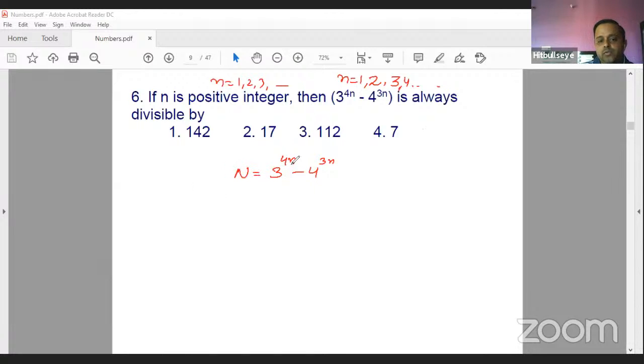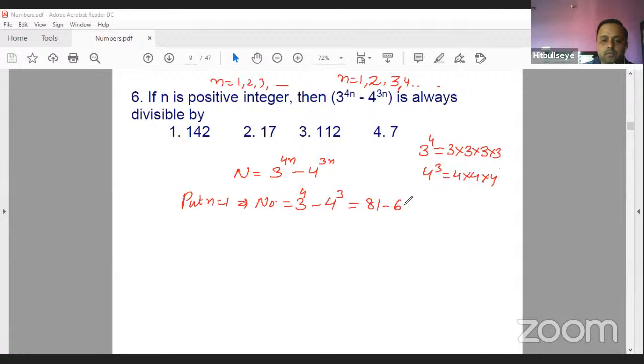The number is 3 raised to power 4n minus 4 raised to power 3n. Put n equal to 1 here. If I take n to be 1, my number would be 3 raised to power 4 into 1, that is 4, minus 4 raised to power 3 into 1, that is 4 cube. Now 3 raised to power 4 is 81. 3 power 4 means 3 multiplied 4 times, so 3 into 3 into 3 into 3 will be 81, and 4 cube will be 4 multiplied 3 times, 4 into 4 into 4, that will be 64. Their difference comes out to be 17.